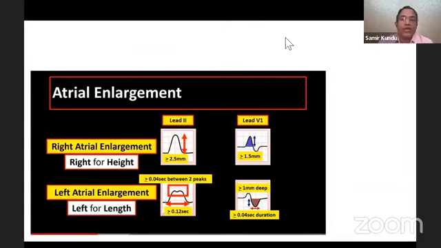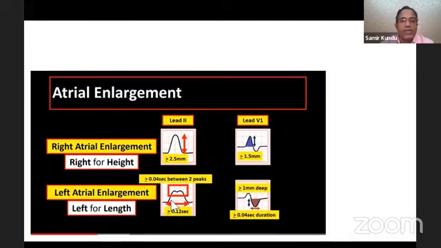So if we observe lead 2 and lead V1, in case of lead 2, if the P wave amplitude is more than 2.5 millimeters, then it is right atrial enlargement. In case of V1, the positive portion is the right atrial part, and an amplitude more than or equal to 1.5 millimeters indicates right atrial enlargement.